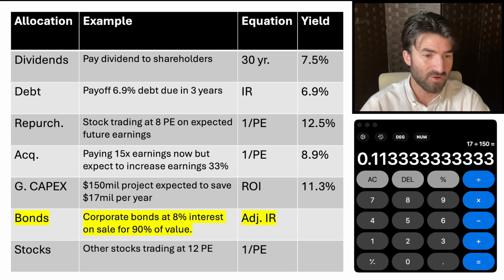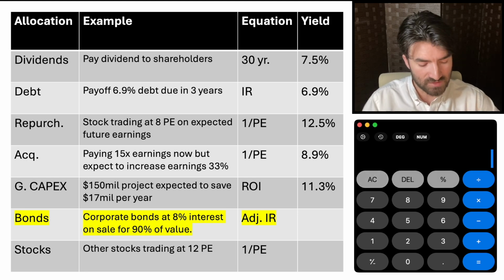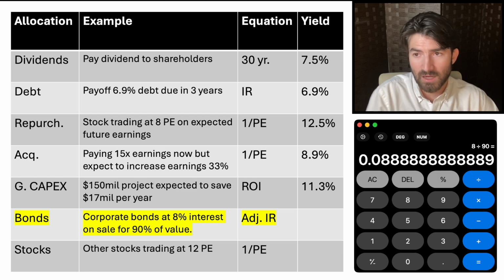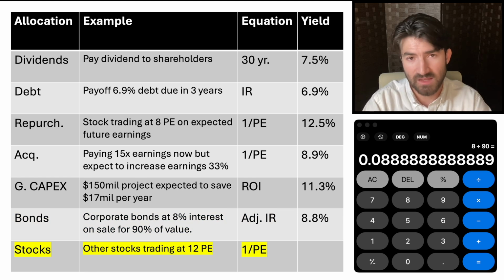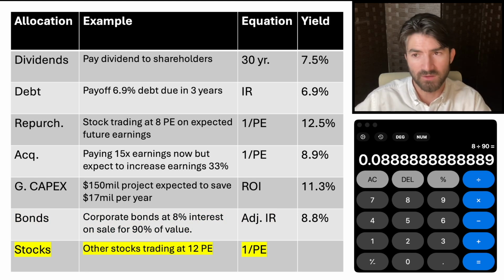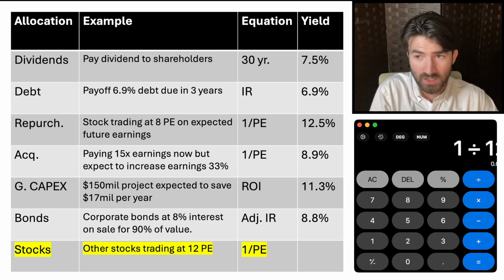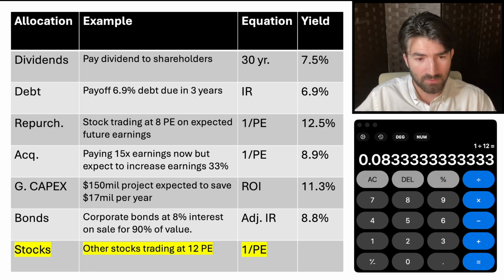Next, they can buy bonds on the market that are paying an 8% interest, but they're on sale for 90%, 90 cents on the dollar, right? So that one's also easy. That's just 8 divided by 90, and that is 8.9% again, or 8.8%. Anyway, they can invest in other companies' stocks that are roughly at a 12 PE. That's just going to be 1 divided by 12, so 8.3%, right?